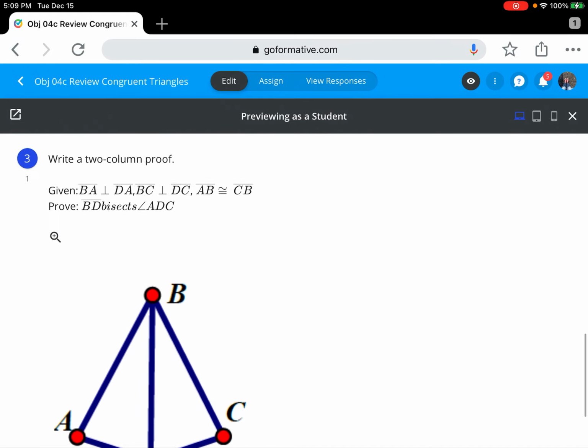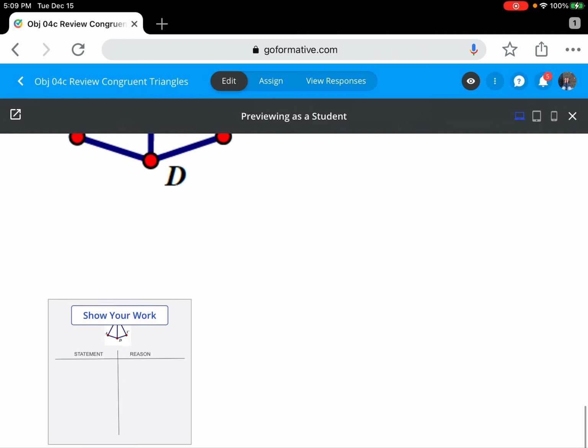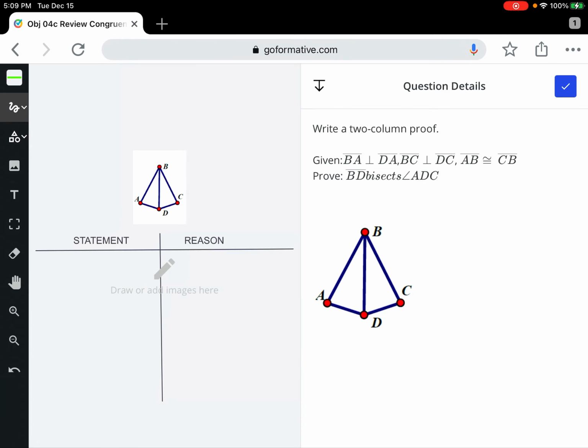And last but not least, this one's a little bit dicey. Okay. You're given BA is perpendicular to DA. That's given. So that tells me that angle A is right. Okay, and this is going to be definition of perpendicular.